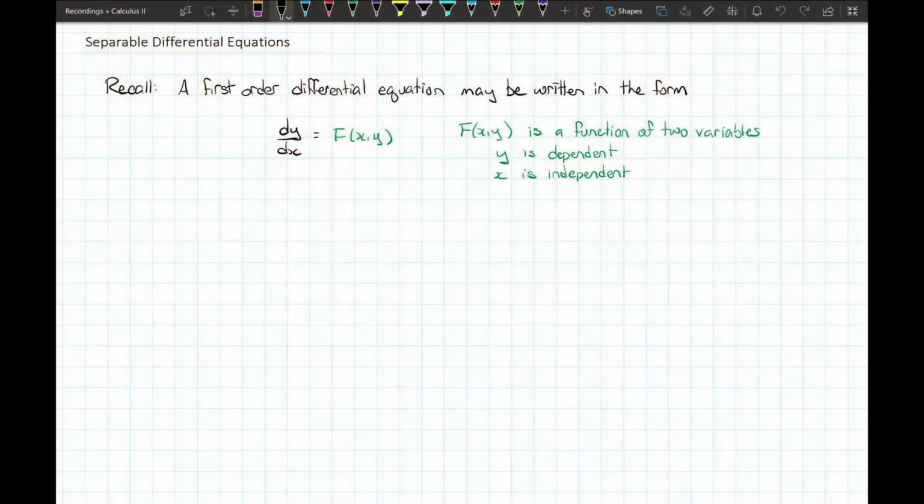There's plenty of other examples that are first order differential equations. Some of them are separable and some of them are not. But a separable equation is what we're going to be looking at today. So let's start off with a definition.